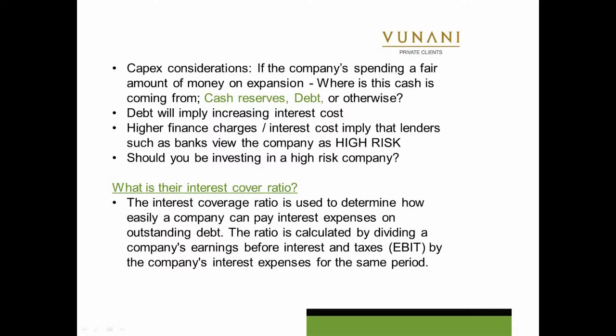Is the company going to use their cash reserves, which affects dividends? Anyway, we'll go to dividends later. So you need to look at where this cash is going to come from to finance the capital expenditure. Is it going to be cash reserves? Is it going to be debt, or maybe a combination of debt and equity or any other form of finance? Because there's plenty.